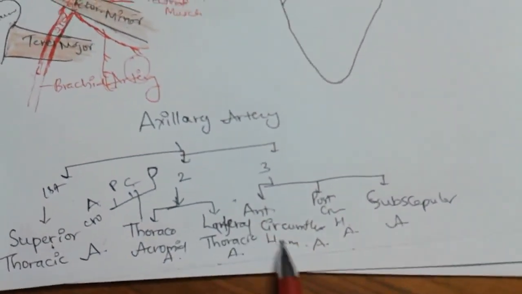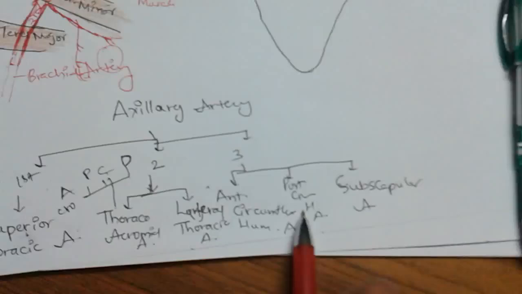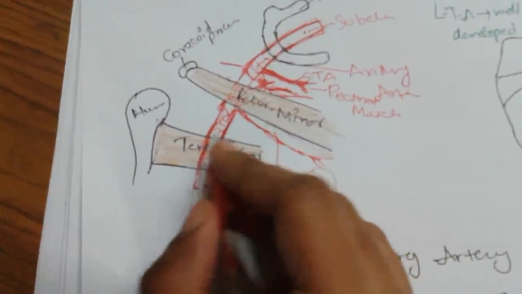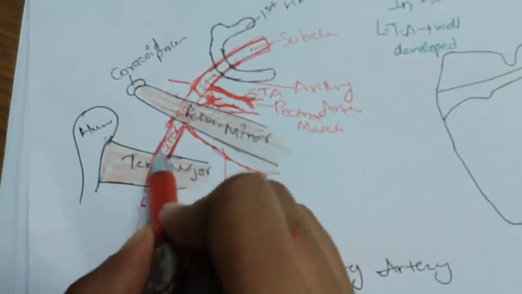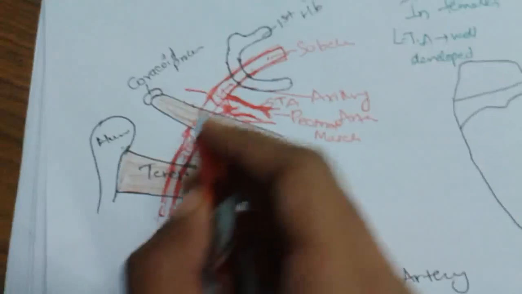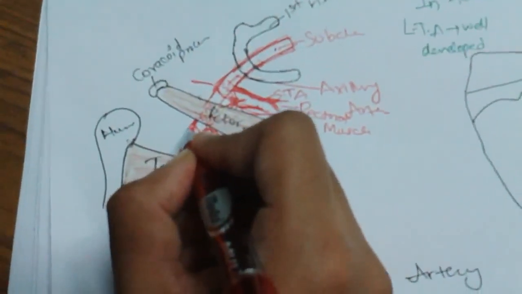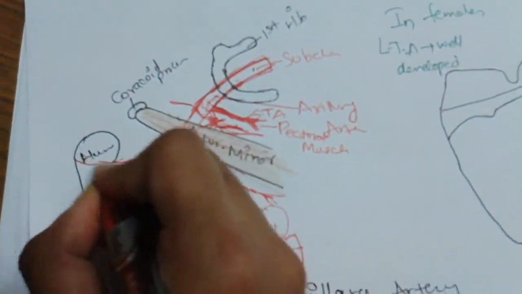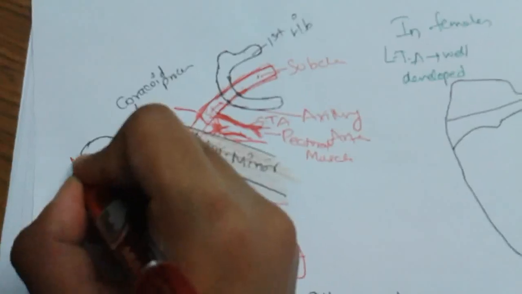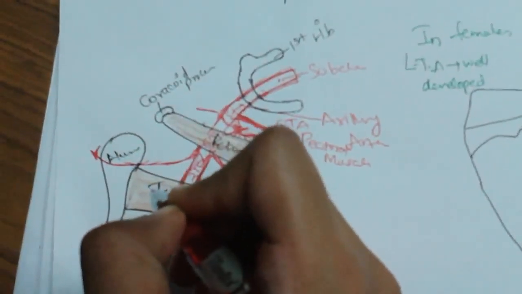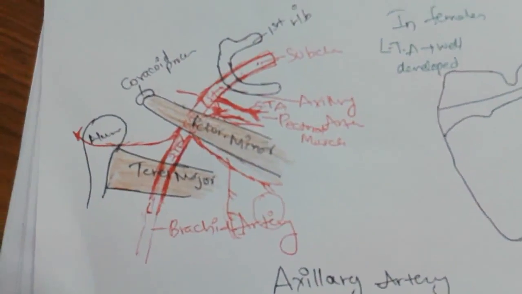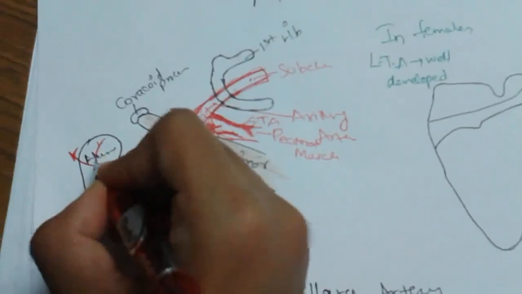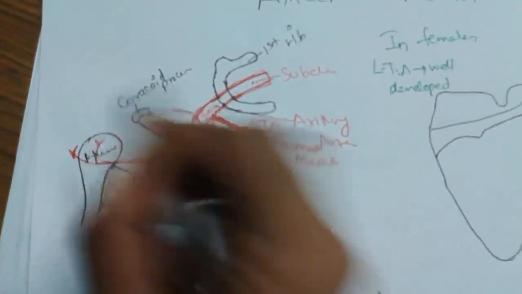The next ones are the anterior circumflex humeral and the posterior circumflex humeral. So first let's come to the anterior circumflex humeral. It is a branch from the third part of the axillary artery. It passes in front of the surgical neck of humerus, and then here it anastomoses with the posterior circumflex humeral artery. Then it also gives an ascending branch to the humerus, and thus it supplies the head of the humerus.